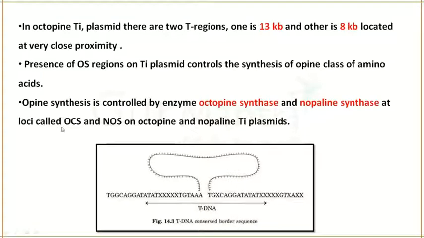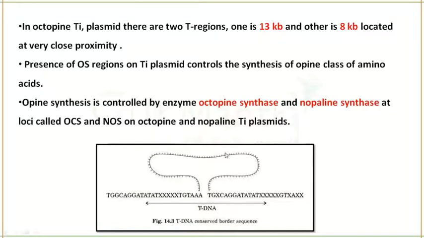Opine synthesis is controlled by enzymes. Very important, note it down: octopine synthase and nopaline synthase. These two enzymes are responsible for the control of opine synthesis, and they are present at loci, the regions of the gene called OCS, octopine synthase, and nopaline synthase, on octopine and nopaline Ti plasmids. So these two enzymes are very important.